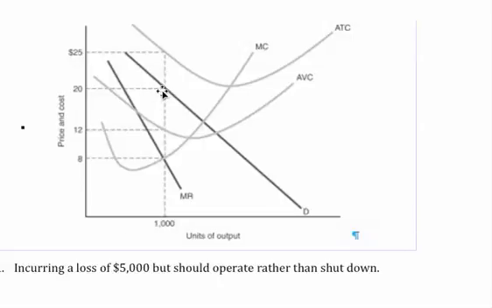Now, why am I still producing? Well, if I would not produce anything, my fixed cost is the difference between my average total costs and my average variable costs, which is $13 times 1,000 would be $13,000. So that's my fixed cost. So it's cheaper for me to continue to produce. My losses are going to be lower.